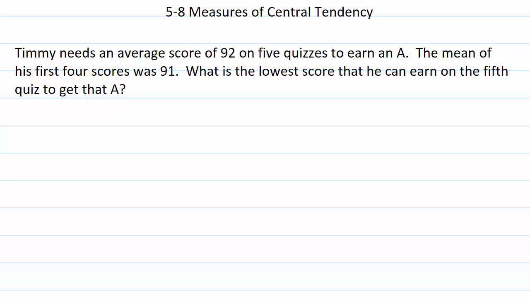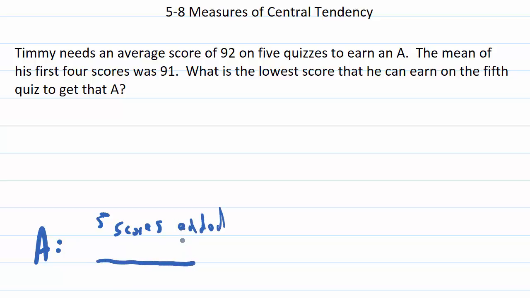So what we can do is first find the sum. Let me write it this way. His A comes from 5 scores added together and divided by those 5 scores, and that has to equal this 92.